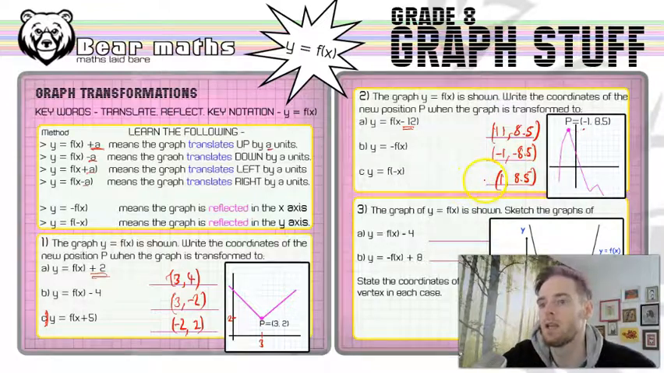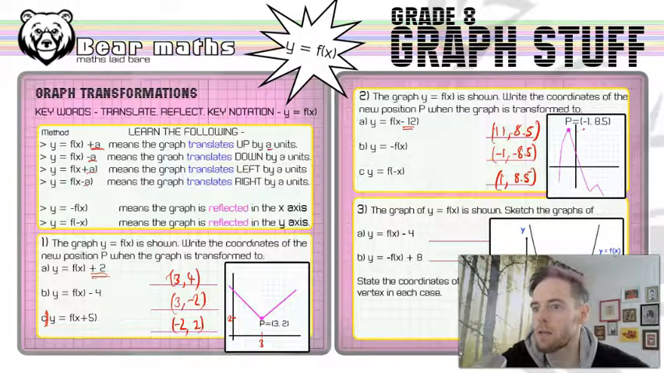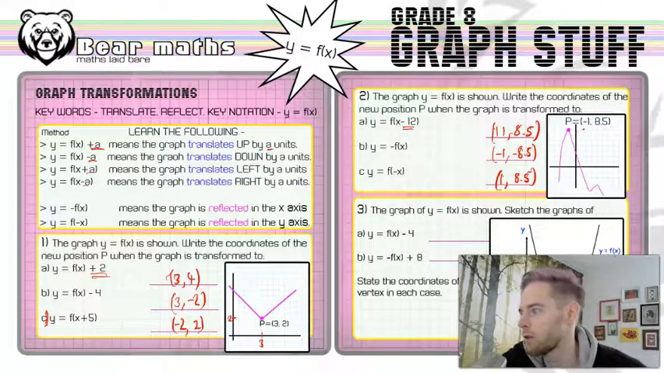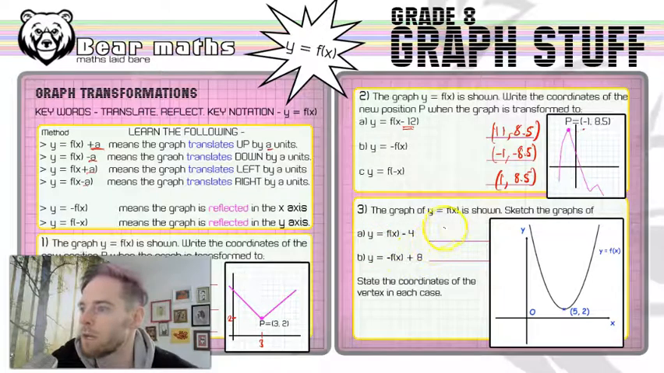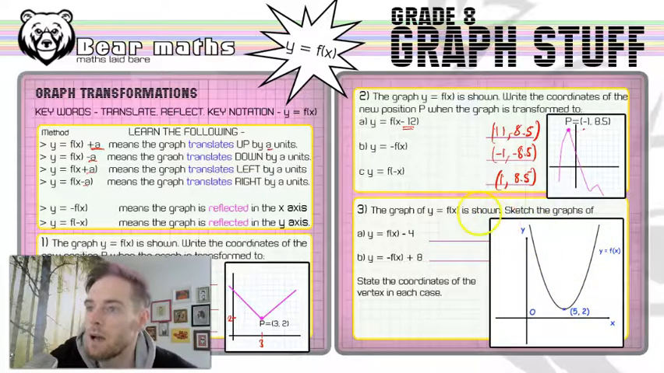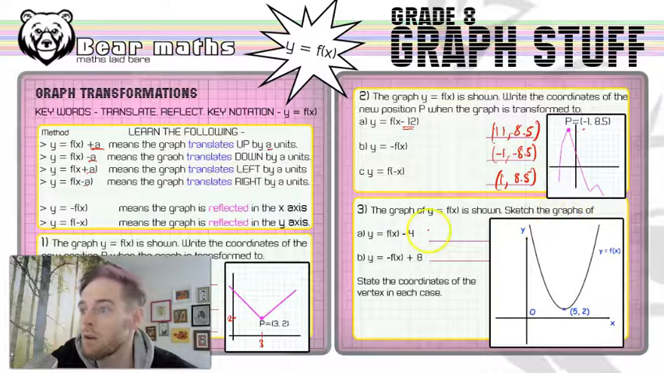You might get asked to sketch them, and that's what we're going to have to do in the third question as well. And we've got a combination to go along with question B as well. So the graph of y equals f of x is shown again. You can see this one's a quadratic, but again, we don't know what the equation of it is. We've got to sketch the graphs this time.